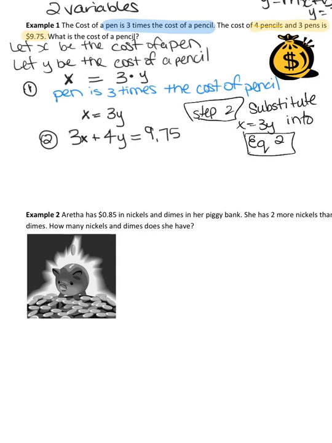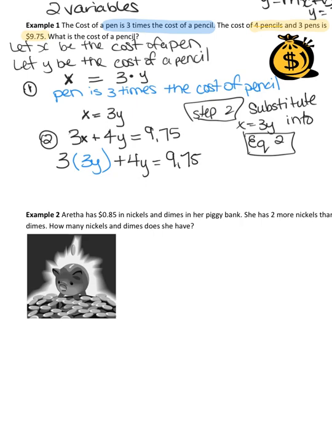Okay, so every time I see an x, I'm going to replace that x with brackets 3y. And this is how that's going to look. So 3, bracket, because I'm not going to use my x anymore, 3y, close my bracket off. Everything else stays the same. Plus 4y equals $9.75.